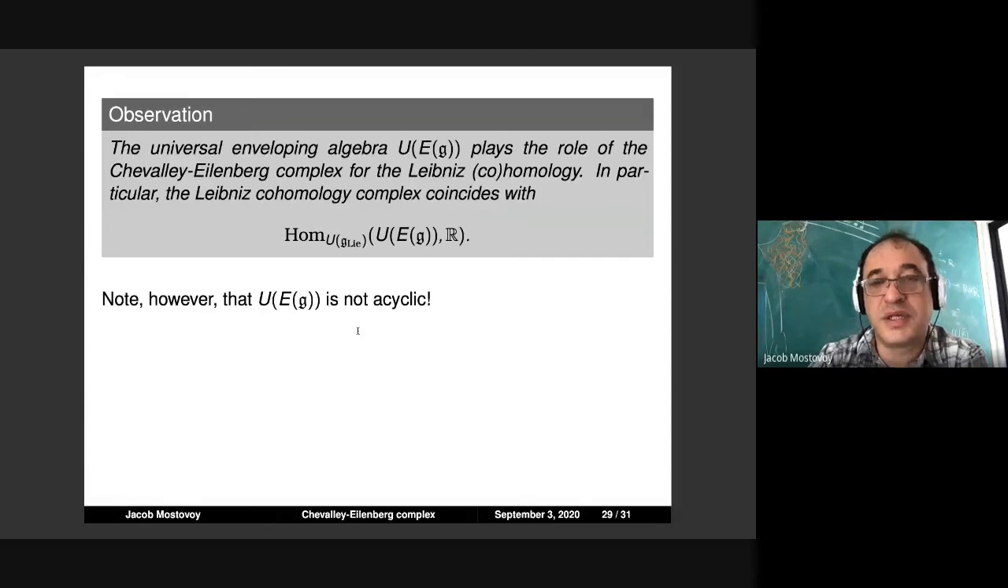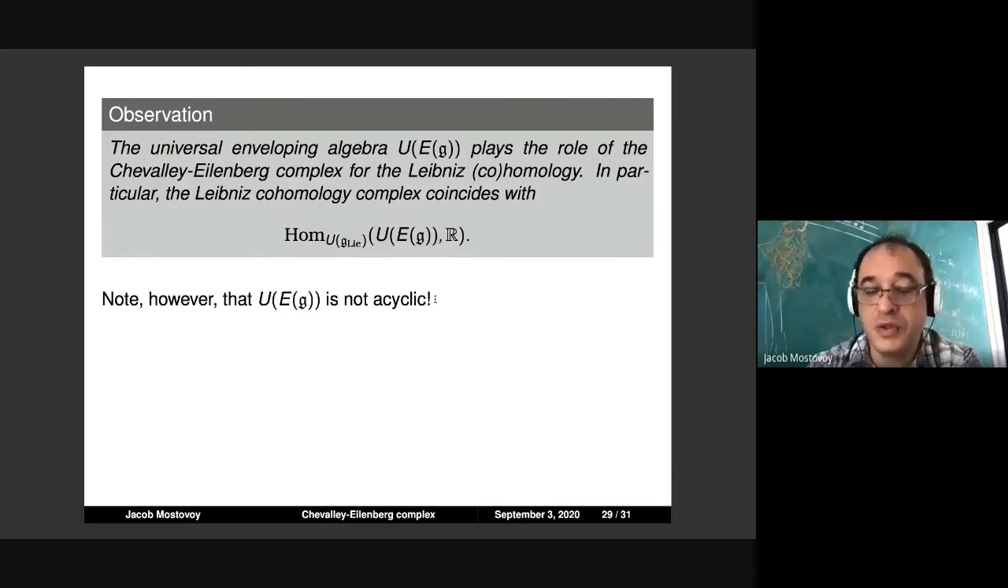So that's probably the least unpleasant explanation of the Leibniz cohomology. And so it works with all sorts of coefficients. It's the right way to construct the Leibniz cohomology. Now, one unpleasant thing is that this universal enveloping algebra is not acyclic, because that's how it works. But well, what can I do about it?